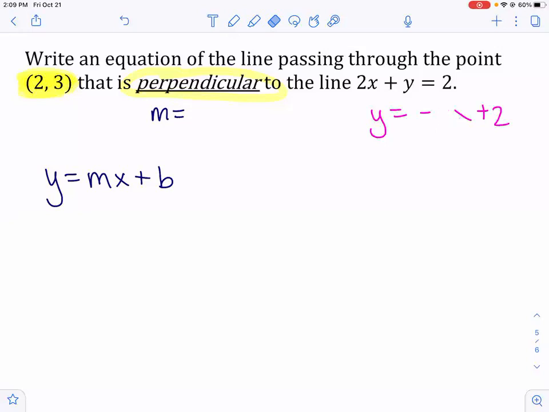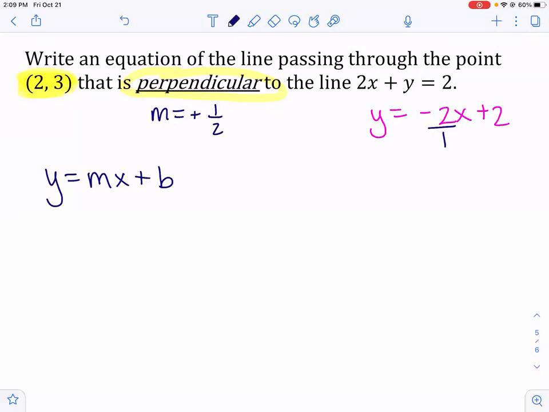Oh, I can put this over 1. So Jonah, what is the opposite reciprocal of -1/2? -2/1, sorry. Okay, a positive 1/2.